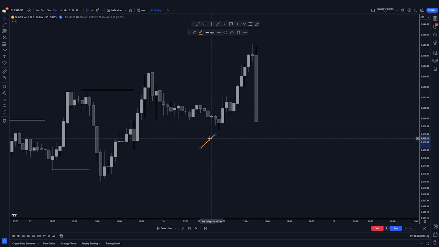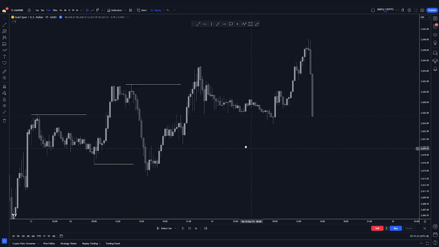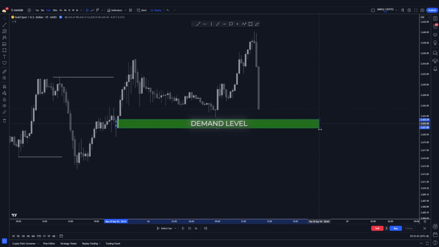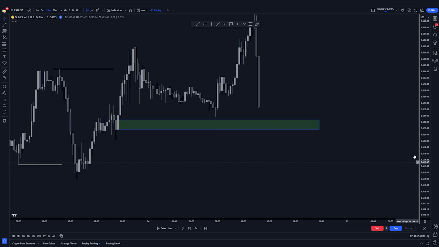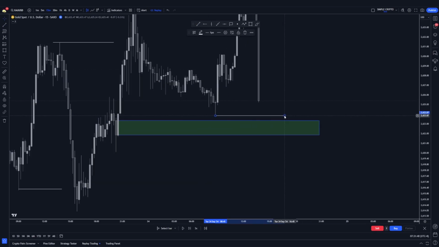I'm sure you're asking me what makes this a valid inducement, because if you dive into the 15 minutes time frame, you can see there is a very, very clean demand level which you can use as a potential area of entry. And you can see that this point can be an inducement level for us to take before our entry.